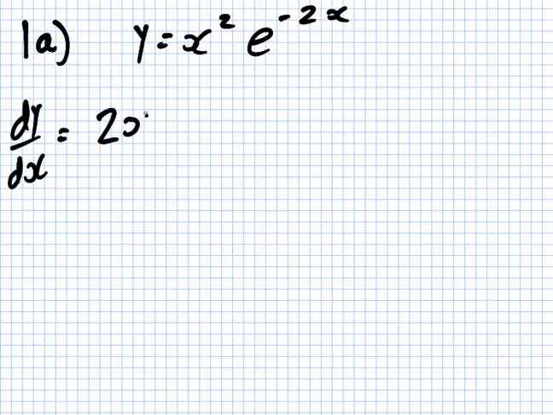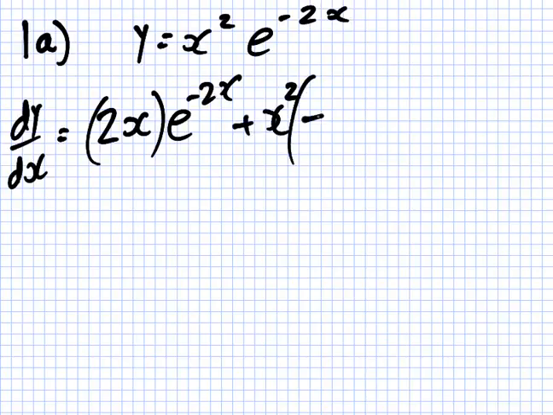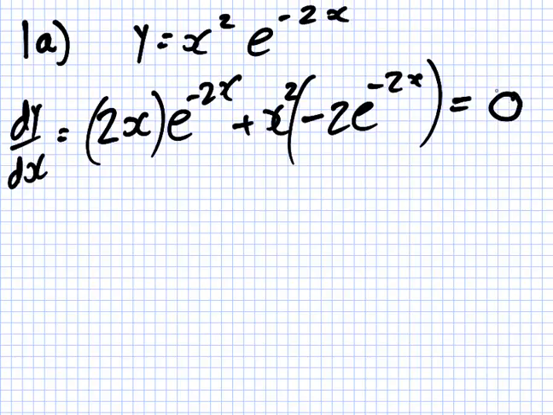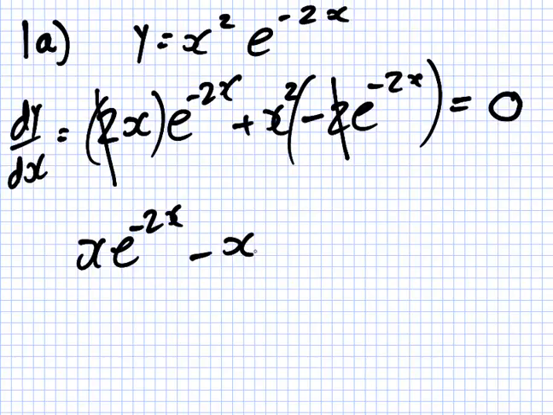So we have 2x e^(-2x) plus x squared times -2e^(-2x) equals 0, firstly. Now, there is a 2 which I can cancel. So I have x e^(-2x) minus x squared e^(-2x) equals 0. No!